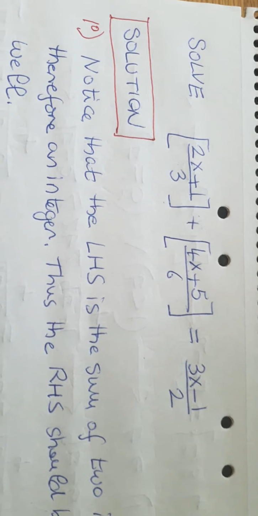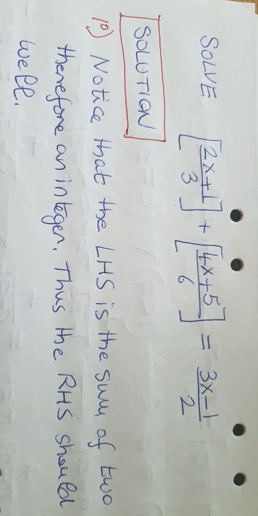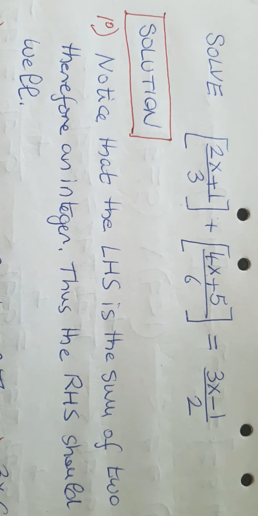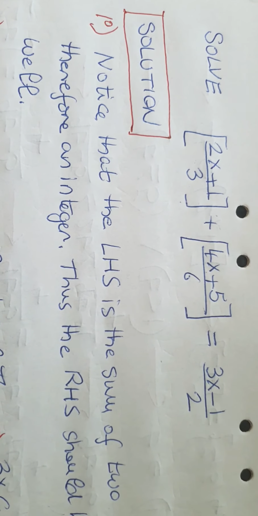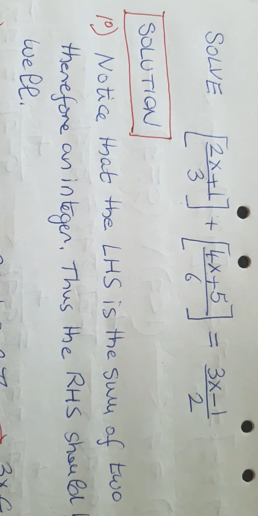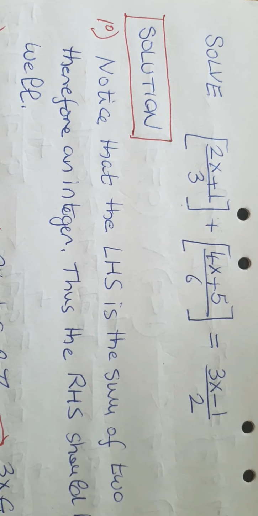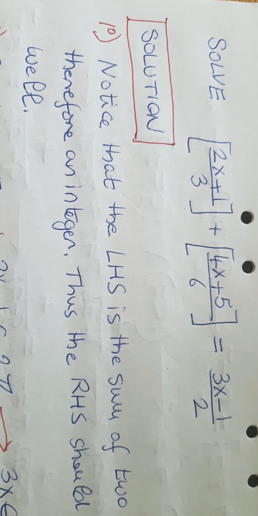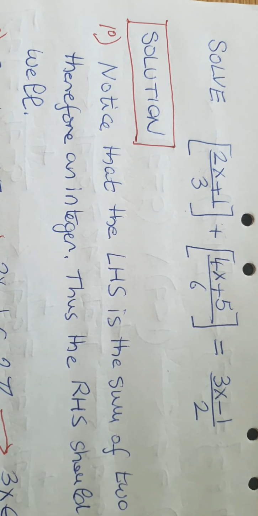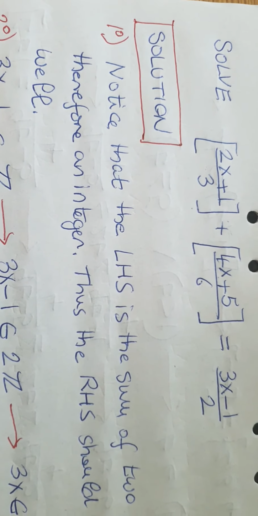So as you can see, the problem today is to solve the following equation. The integer part of (2x plus 1) divided by 3 plus the integer part of (4x plus 5) divided by 6 is equal to (3x minus 1) divided by 2.